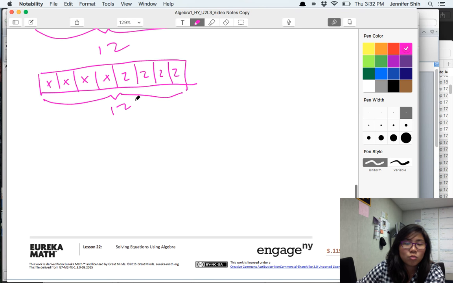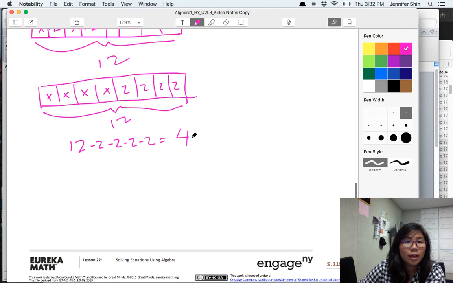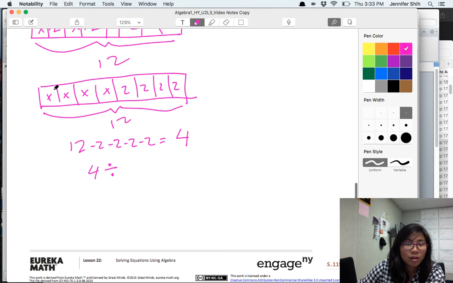So now we can start subtracting. 2 away from 12, 2 away from 10, 2 away from 8, 2 away from 6. So we have 4 left. 12 minus 2 minus 2 minus 2 minus 2 is equal to 4. And then you're going to divide 4 by the number of x's here, 1, 2, 3, 4. So x is going to equal 1.